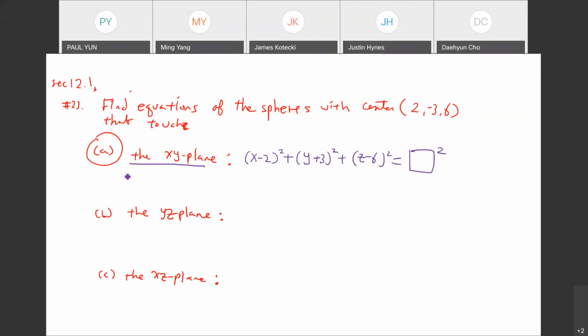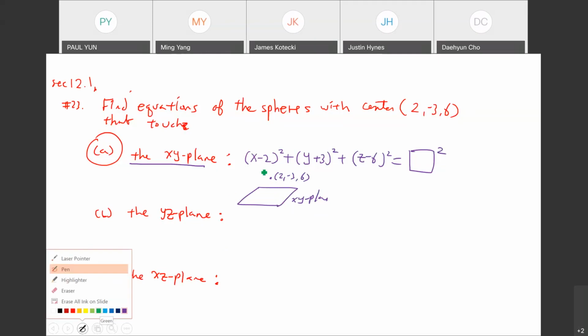Think about this. How do I know? Think of it this way. XY plane, right? And then think of the center being right there, 2, negative 3, 6. You want to touch the plane. You want to make a sphere on here. So the question is, what is the radius? What is the point on the plane? You drop it to 2, negative 3, comma 0. Isn't that the point? So what is the R? 6.